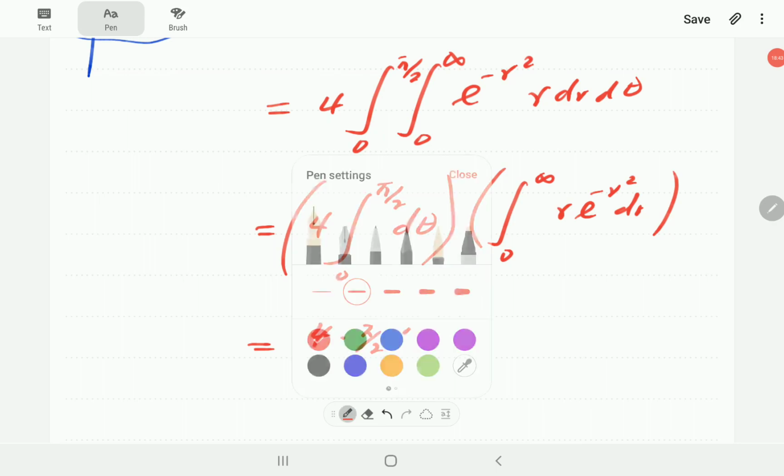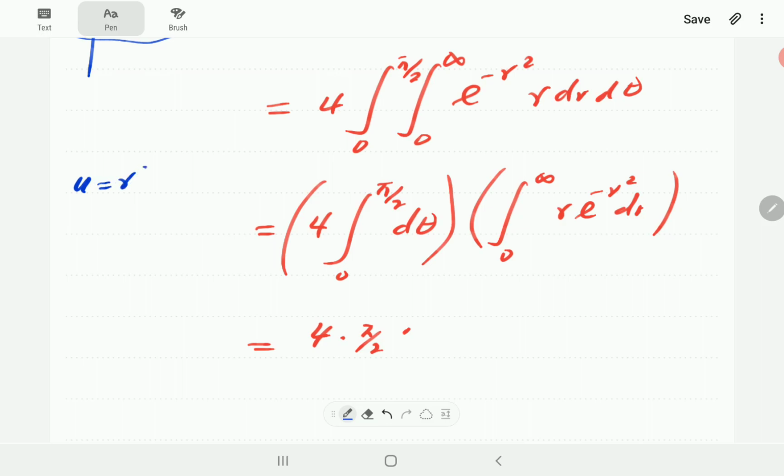Right, so the second integral we can evaluate using u substitution. If we let u be equal to r squared, then du is going to be 2r dr. We have got r dr here, so r dr is going to be du over 2. The limits are going to remain the same, because when r is 0, u is 0, and when r is infinity, u is infinity. It is actually positive half from the r dr. And then there's going to be e to the minus u du.